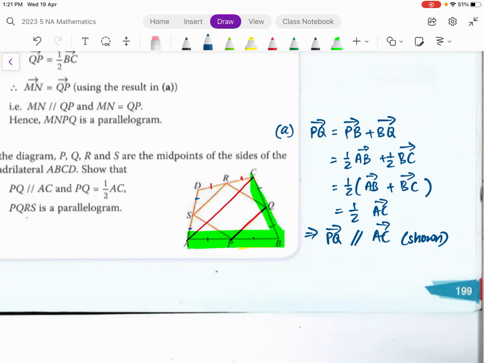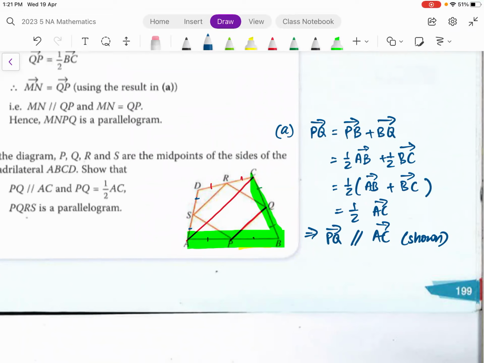Now, the moment we say that SR is half of AC, and we also knew earlier on that PQ is half of AC, wouldn't that therefore imply that PQ is exactly the same as SR? So this part, you just do yourself, the dot, dot, dot.